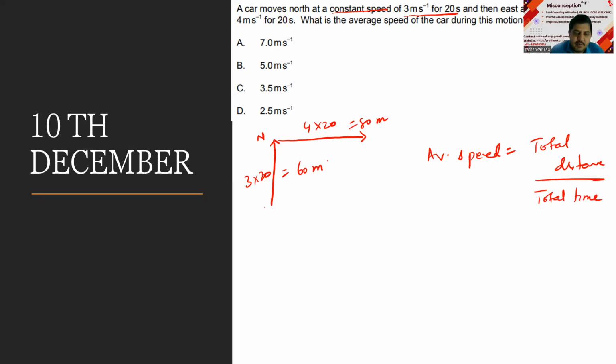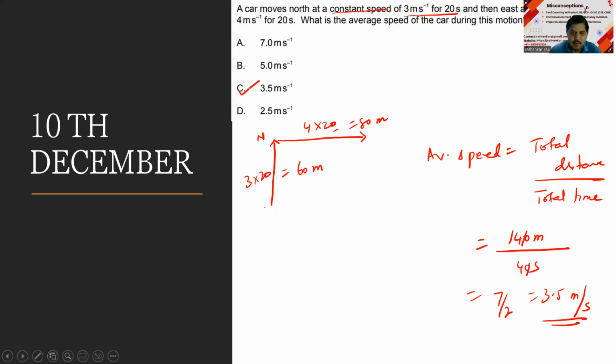So as a result of this, average speed is equal to total distance. Do not consider 80 square plus 60 square equal to 100 square, which would be a mistake. What you need to do is add the total distance, which is 60 plus 80, which is 140 meters, divided by the total time taken. Here 20 seconds, here 20 seconds, 40 seconds. Then you have 7 by 2, which is equal to 3.5 meters per second. Right? So the answer once again is C.